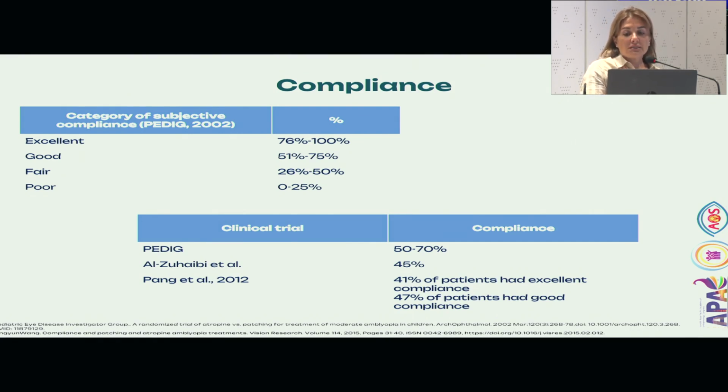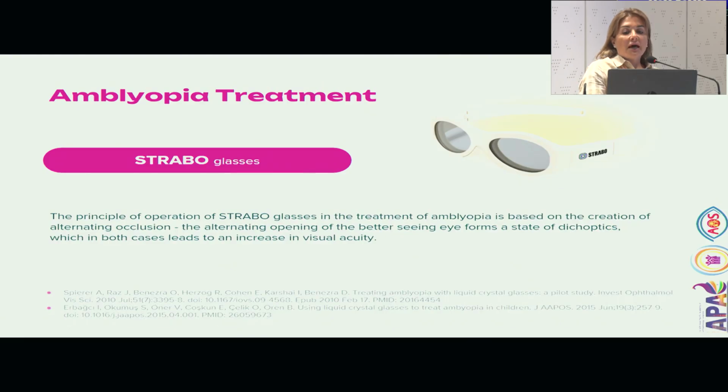According to results of different research groups, compliance fluctuates between 41% to 70%. And for this purpose, Professor Igaraz Nauran developed a treatment method for amblyopia at the Yasmin Zor Pediatric Eye Clinic using Straba glasses. This approach involves periodic alternating oscillation where the better seeing eye is intermittently uncovered, creating a dioptic state that enhances visual acuity.